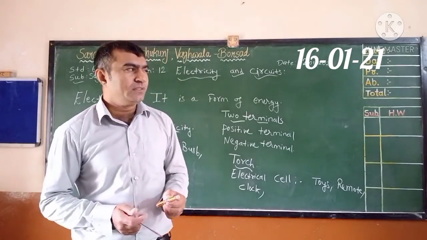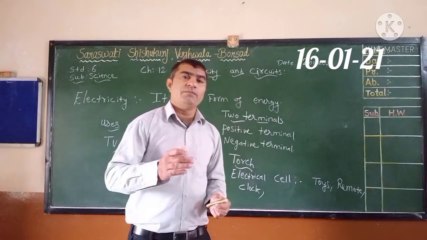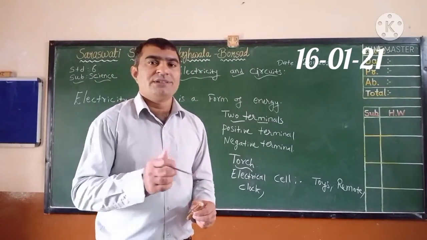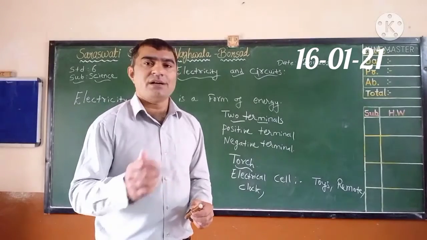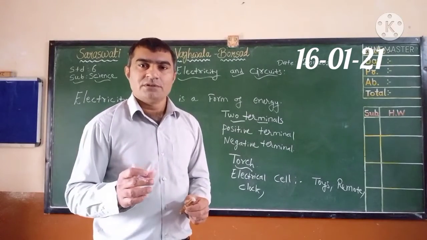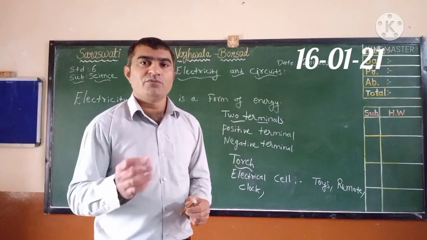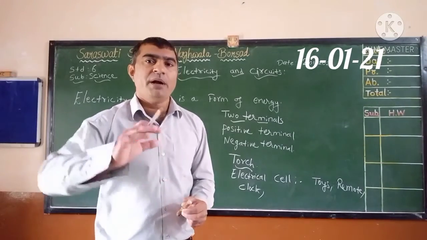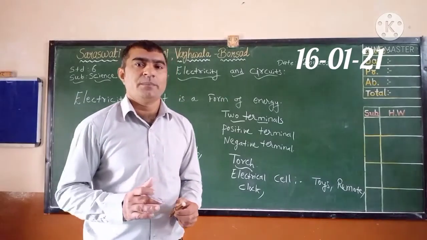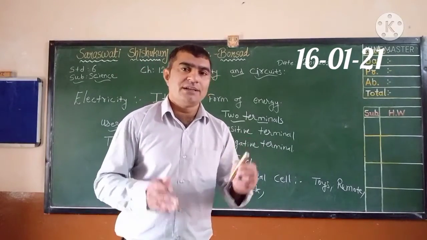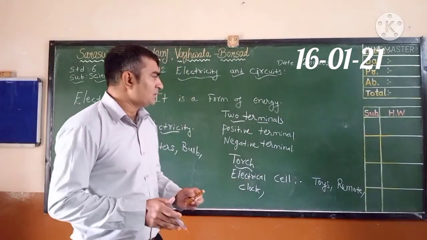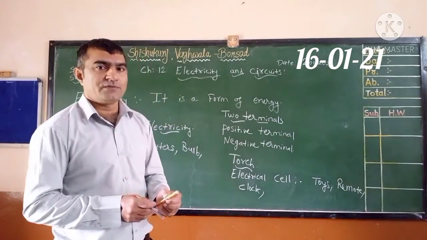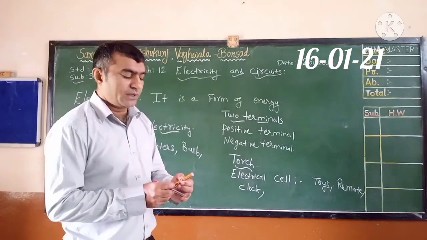And there are different kinds of batteries also available in the market. For example, we have seen that in bikes and in cars. So who provides electricity to this kind of vehicles? Batteries. Batteries are there, and in those batteries there are more cells, and the batteries are different in size, right?